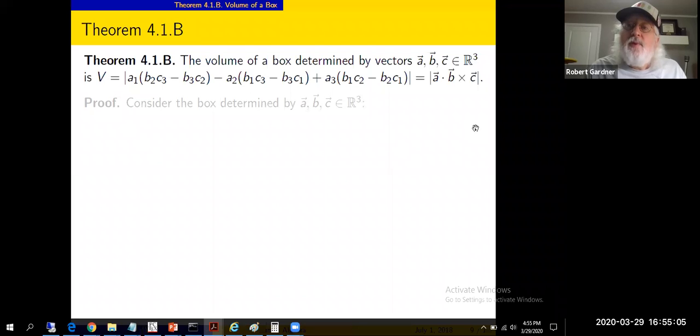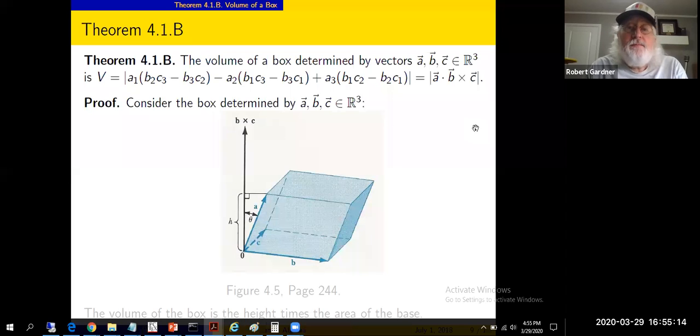The volume of the box determined by vectors A, B, and C is as given. First off, there's what they mean by the box determined by A, B, and C. So they've drawn it here in such a way. This is a little special, but it gives you a perspective you can see. Vectors B and C are kind of down here in the floor in the XY plane maybe. And vector A comes up off of the floor at an angle with respect to the vertical.